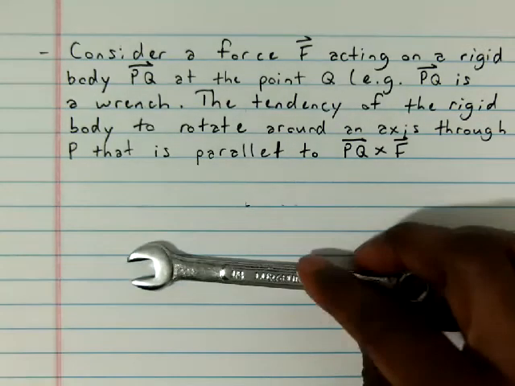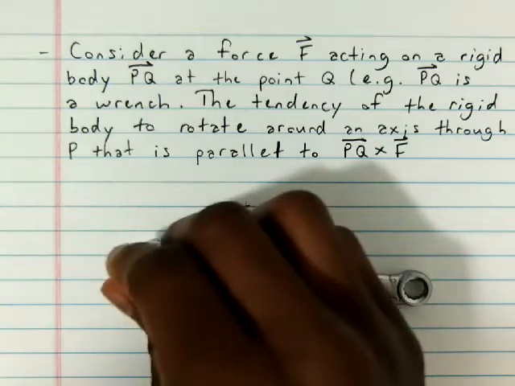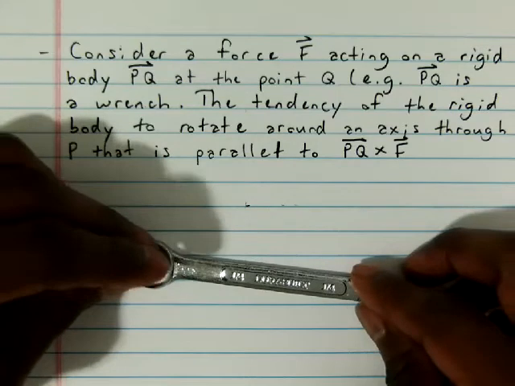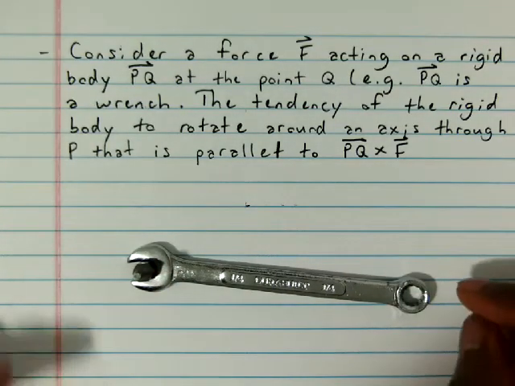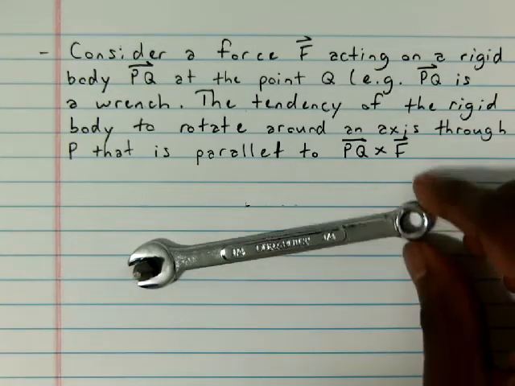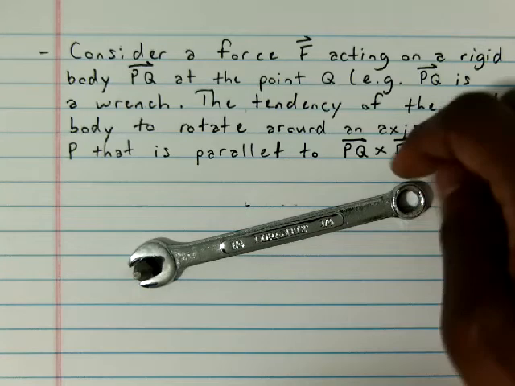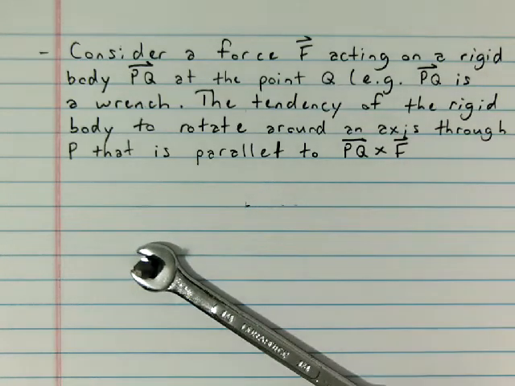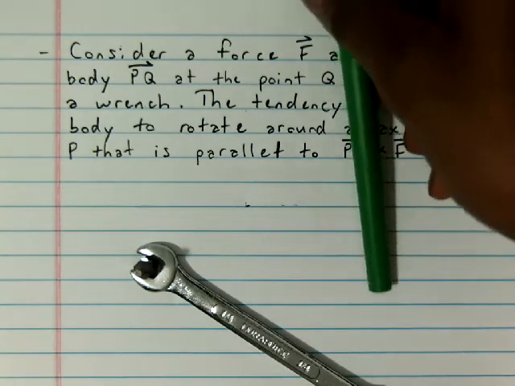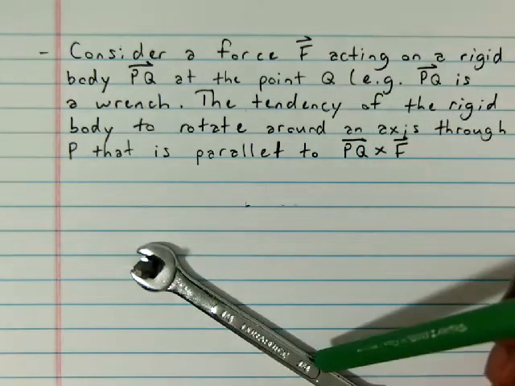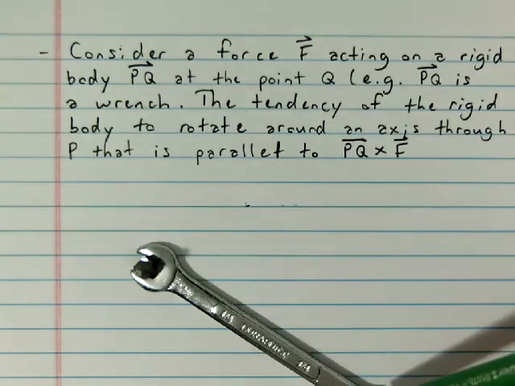We have our wrench, and we'll pretend this is a nut that we want to turn. Remember, this is P over here and this is Q. My hand is the force, so let's say the force pushes down in this direction. That's the F, and the vector PQ is the wrench itself.